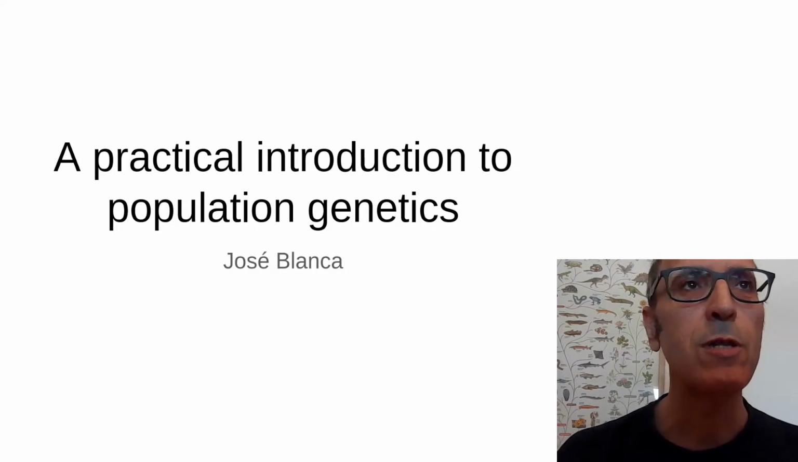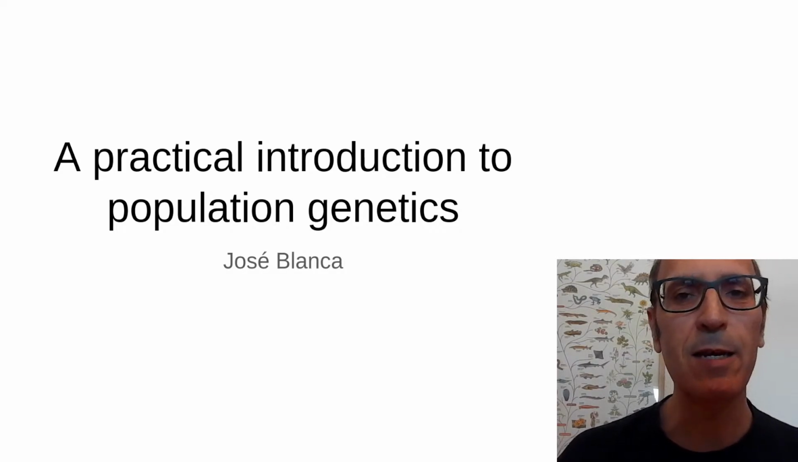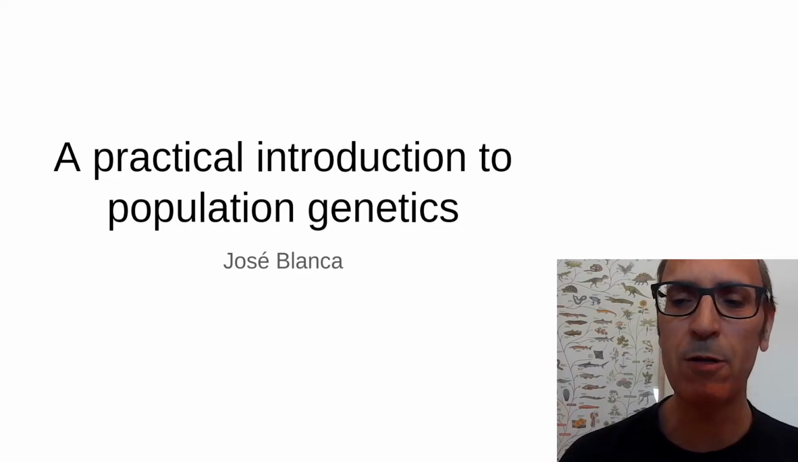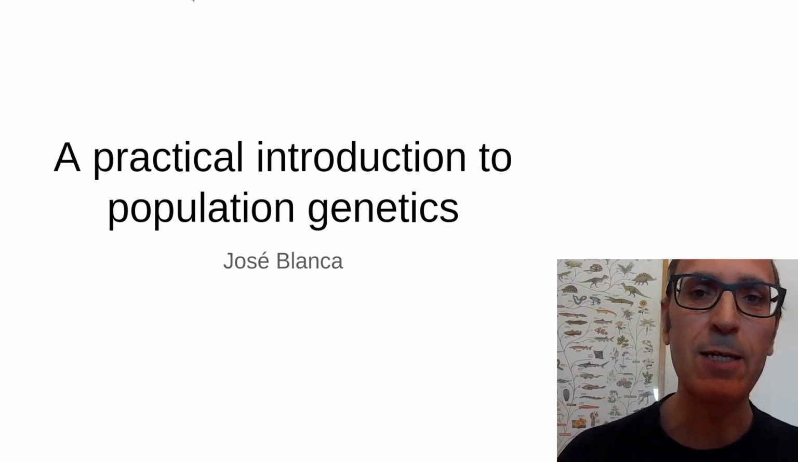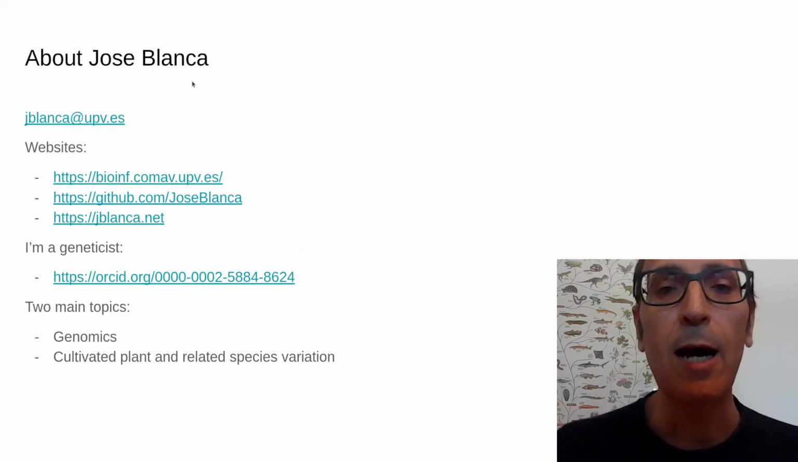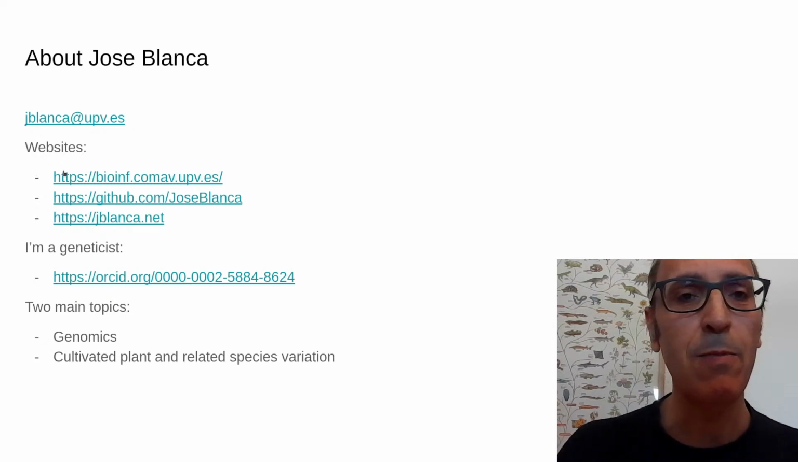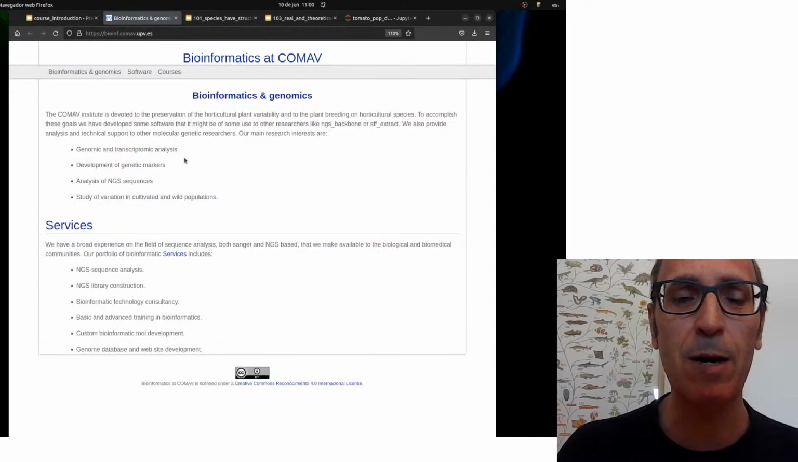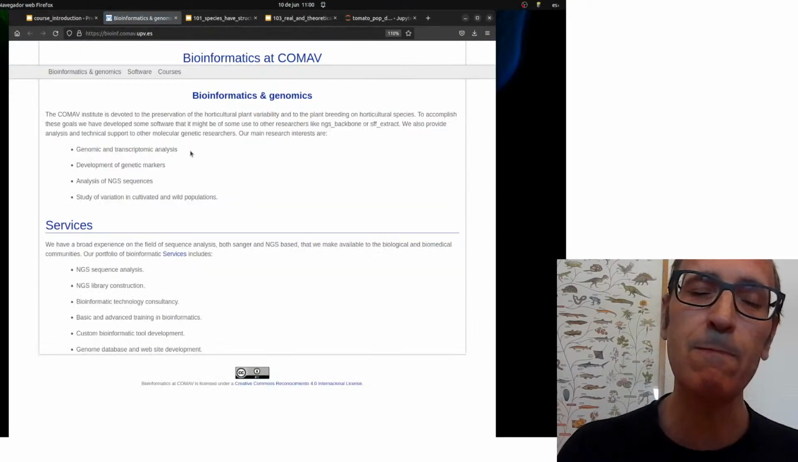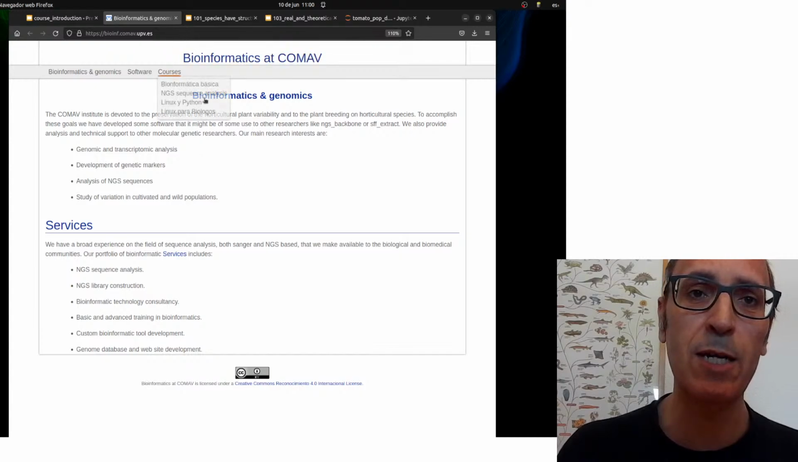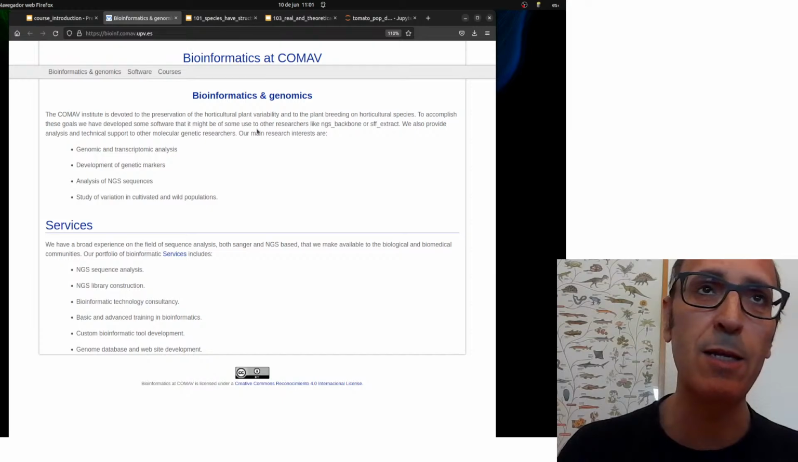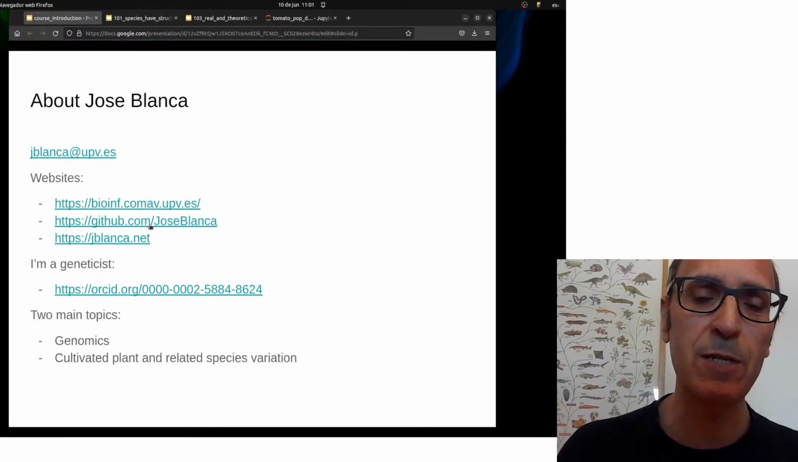We are going to start by explaining a little bit what this course is about, and first of all, about who I am. I am Jose Blanca. I am a teacher at the Polytechnic University of Valencia, and you can check my work on this website. This is my group's website with Joaquín Cañizares. We work at the university mainly in genomics and population genetics in cultivated plants or related species.